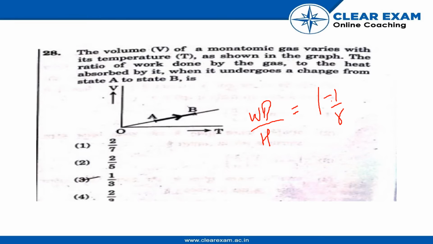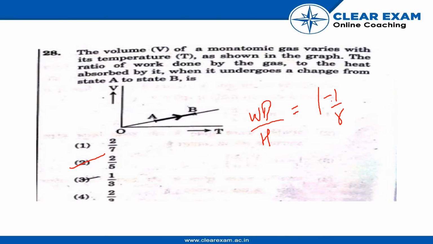So the work done will be nCp delta T minus nCv delta T, and heat absorbed will be nCp delta T. When we solve this, we'll get work done upon heat absorbed would be equal to 1 minus 1 upon gamma. So that would be equal to the value 2 by 5.